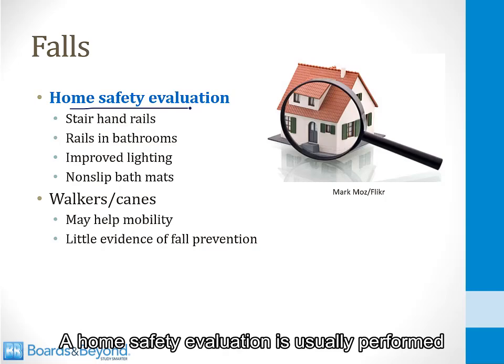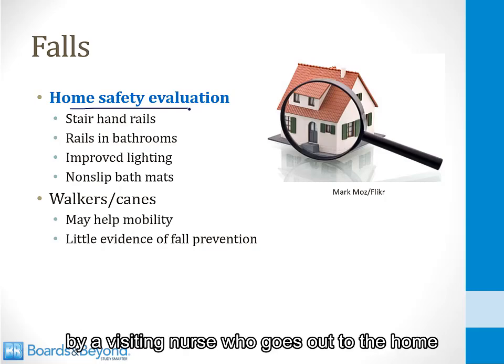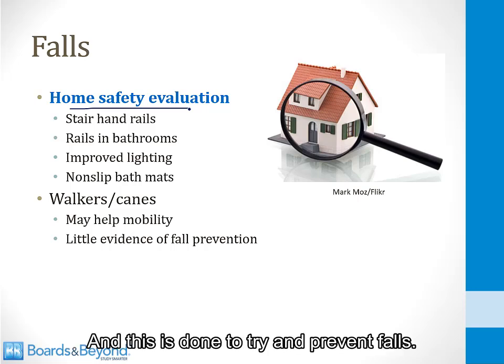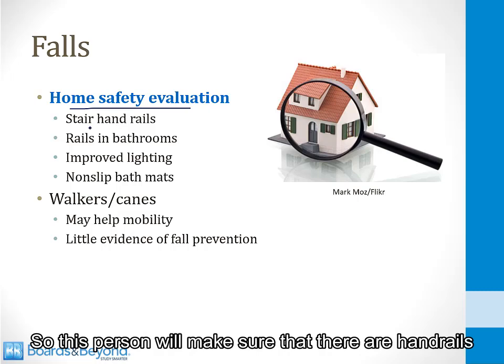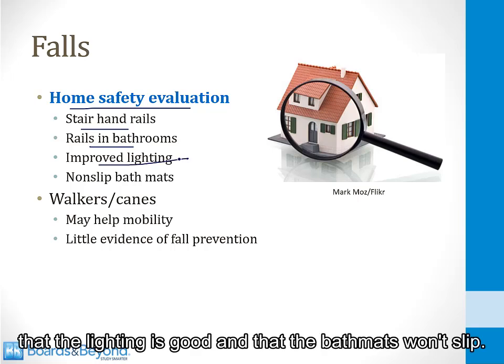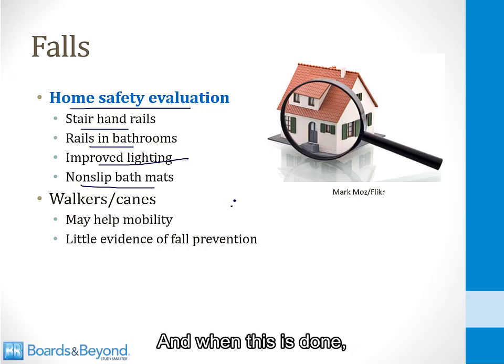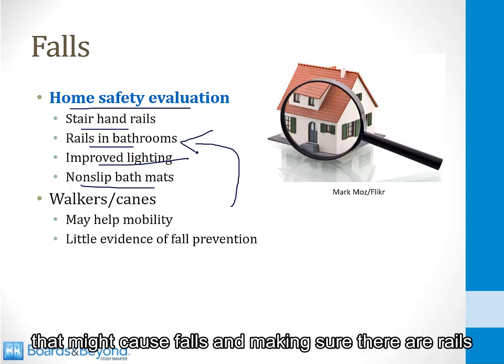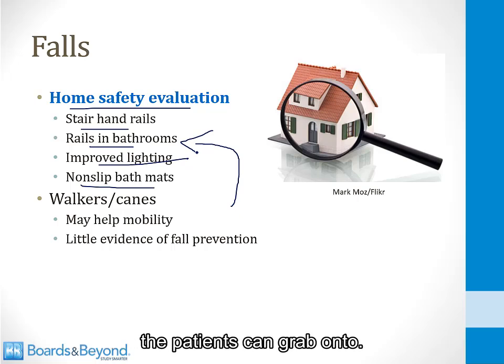A home safety evaluation is usually performed by a visiting nurse who goes out to the home of an elderly patient, and this is done to try and prevent falls. So this person will make sure that there are handrails on the stairs, that there are rails in the bathroom, that the lighting is good, and that the bath mats won't slip. And when this is done, this often limits falls by taking away things that might cause falls and making sure there are rails that patients can grab onto.